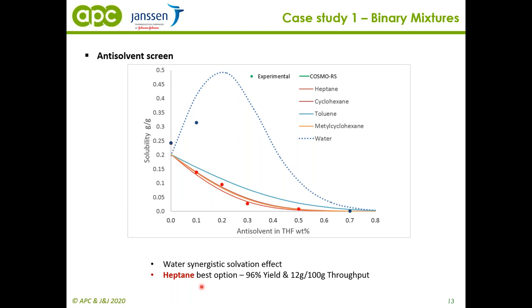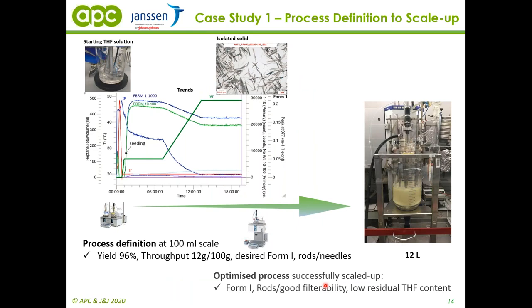Just by looking at the solubility, a 96% yield is achievable, and also with a high throughput of 12 grams per 100 grams. So this was put forward to the process definition, and based on our solubility data, we designed our crystallization.